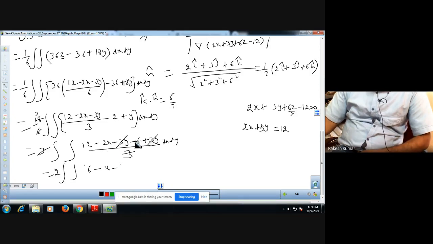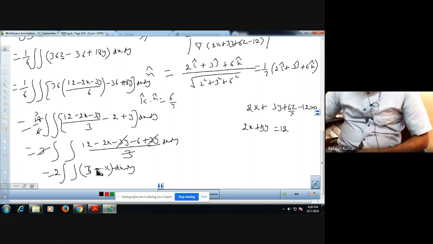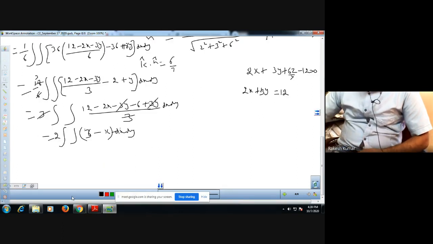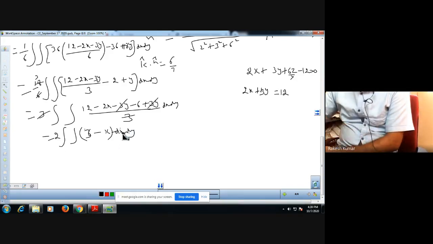12 minus 6 is 6. So ultimately what you have is 3 minus 6 left with us. So this is left with us, 3 minus 6. Now you need to find out the limits because we are in the xy plane. So what do you do? You find out x.